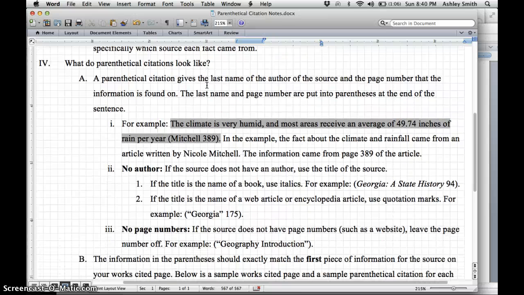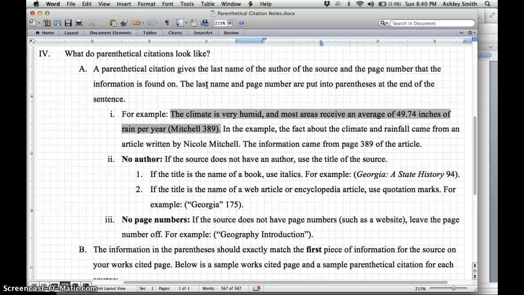You may be wondering what parenthetical citations look like. Well, I'm about to show you. A parenthetical citation gives the last name of the author of the source and the page number that the information is found on. The last name and page number are then put into parentheses at the end of the sentence. This is why we call them parenthetical citations, because the information for the citation is put into parentheses.